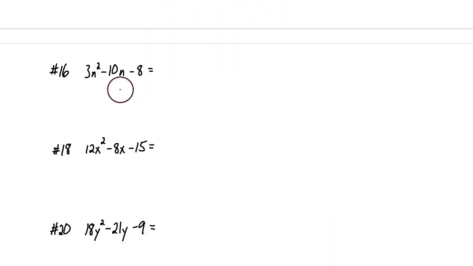Number 16, there is no greatest common factor other than 1, and it's not a perfect square trinomial. Let's try FOIL. This time the leading coefficient is not a 1. So to make 3n squared, we need 3n times n. Now we need two numbers that multiply to negative 8. There are possibilities. 8 times negative 1, negative 8 times positive 1, 4 times negative 2, negative 4 times positive 2.